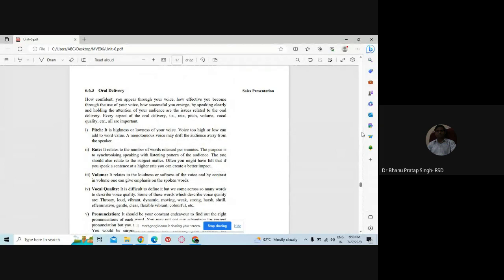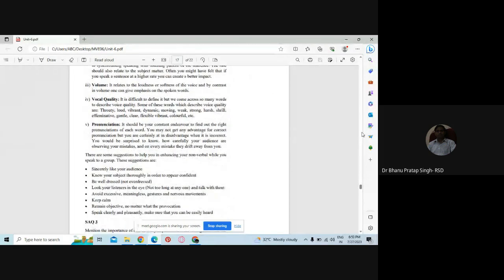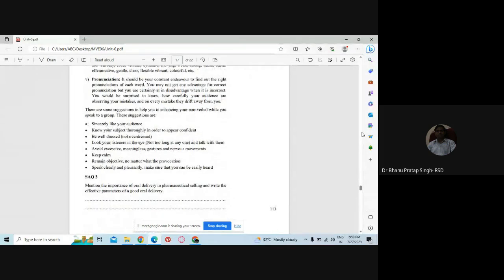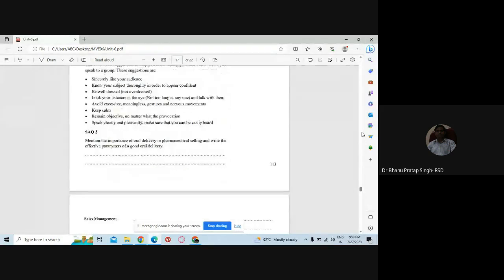While we are delivering oral communication, we should understand the pitch of the message, the rate of speech, the volume of the message, voice, vocal quality, and pronunciation, which is of course important. So these are the qualities one has to understand while delivering the oral message.